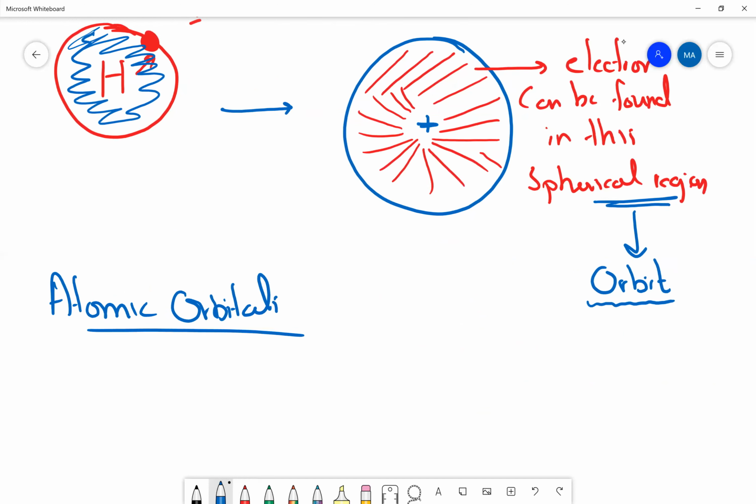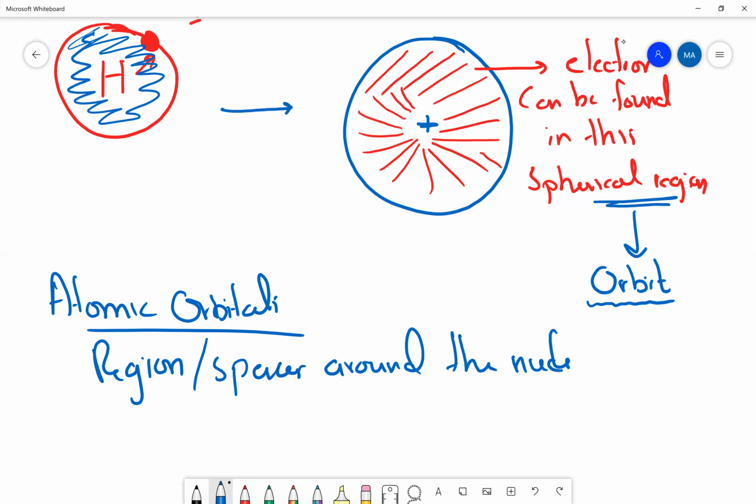Atomic orbitals are the regions or the spaces around the nucleus of an atom that have these electrons. Okay, so a definition could be that atomic orbitals are regions of space around the nucleus of an atom where the electron could be found.